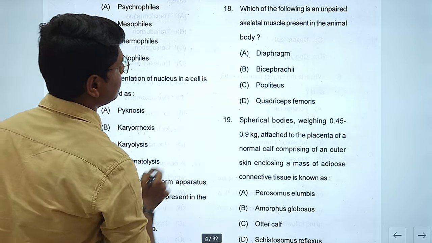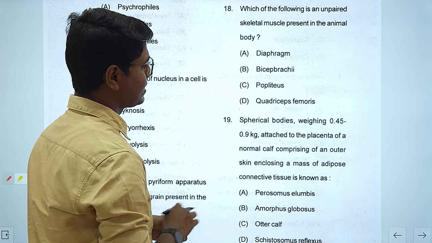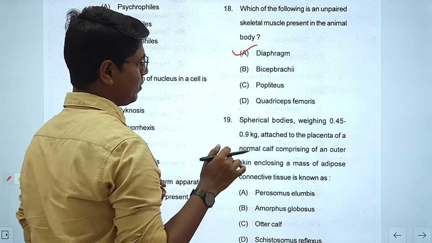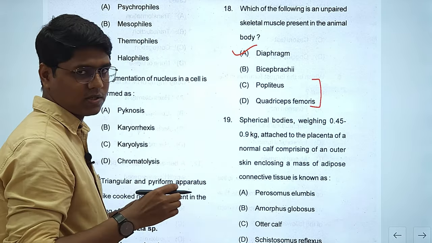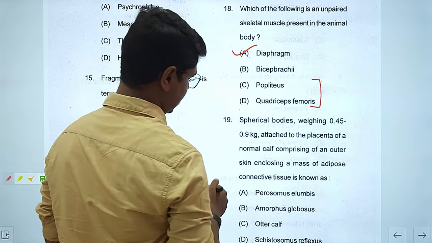Next, which of the following is an unpaired skeletal muscle in the animal body? It is the diaphragm. Biceps brachii, you will find left and right in the anterior limb or forelimb. Popliteus and quadriceps femoris are the muscles of the hind limb, also paired.